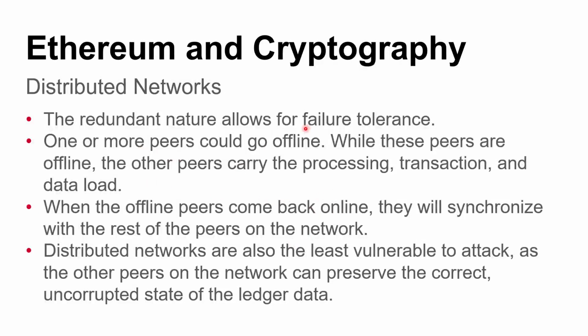The redundant nature allows for fault tolerance, and if one or more peers go offline, other nodes can go in and take their place. And when the offline node comes back online, it will synchronize with the rest of the peers on the network. Distributed networks are also the least vulnerable to attack, because once an attack is detected, those nodes will just be brought off the network. And if they do come back on, they will be overwritten with the latest uncorrupted state of the ledger.